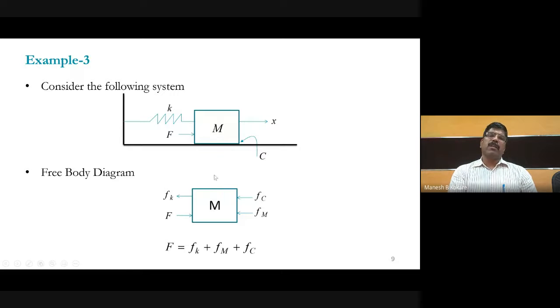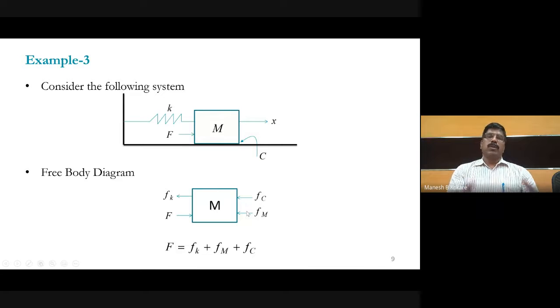So this is Fm, which opposes the applied force F, and also there is this frictional force Fc. See that the forces offered by Fk, Fc, and Fm are in the opposite direction compared to the applied force, right? So Fk is the spring force, which is from right to left. F is the applied force, which is from left to right. Fc is the opposing force, which is from right to left. Fm is also an opposing force due to this mass element, from right to left.